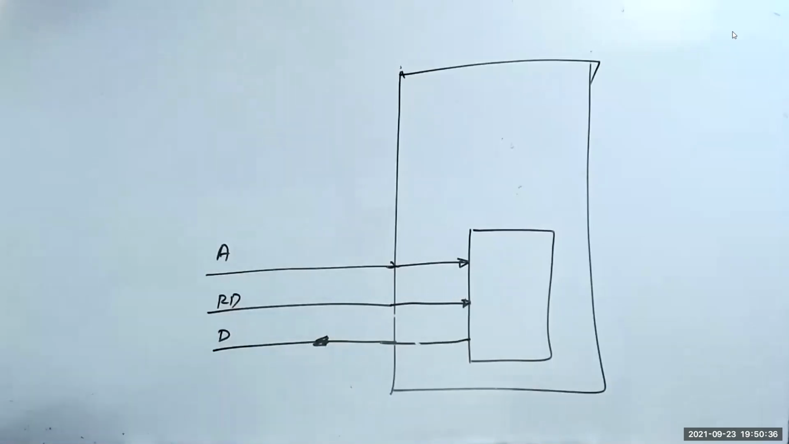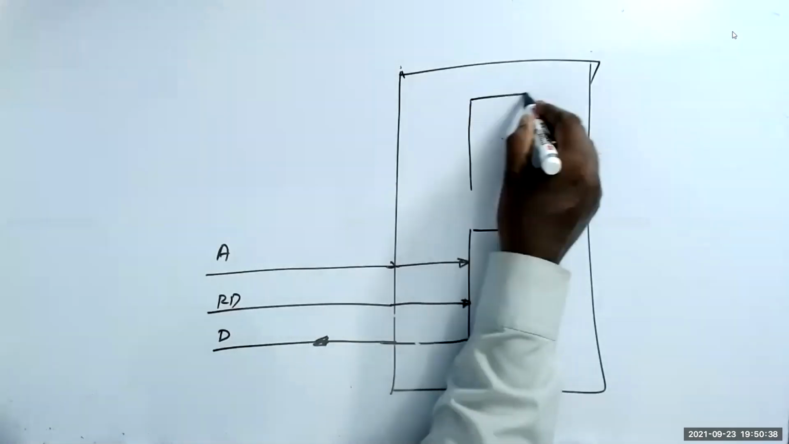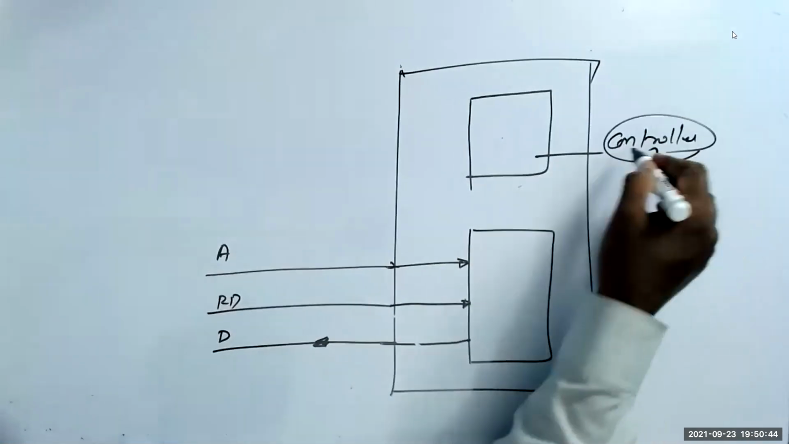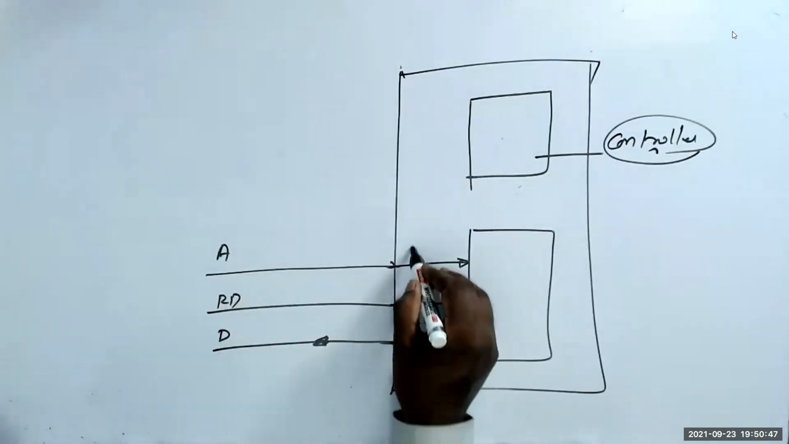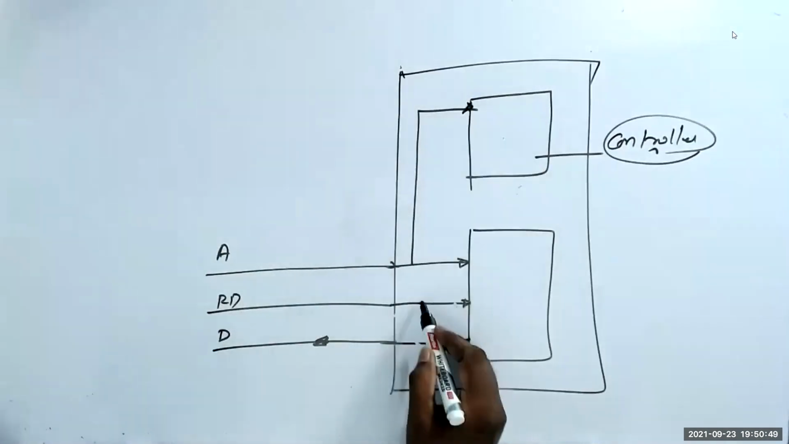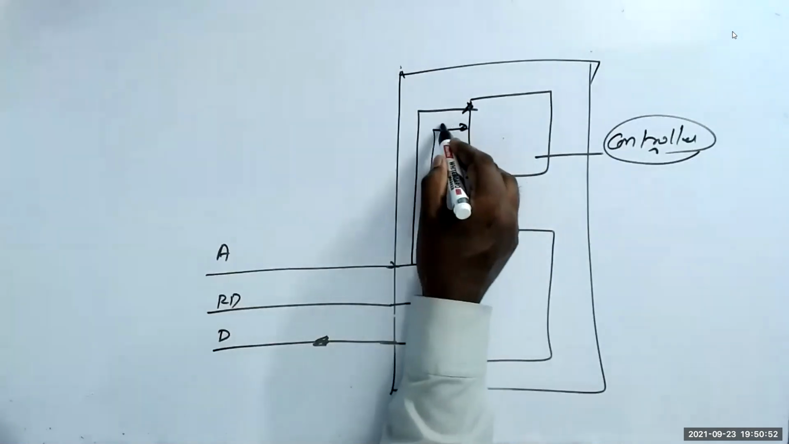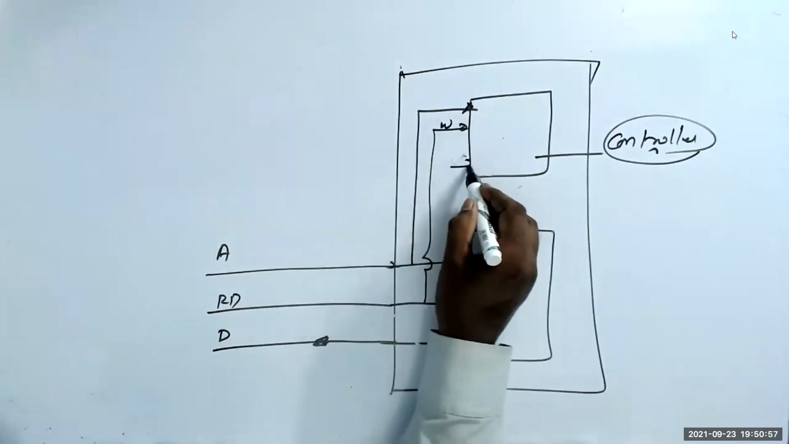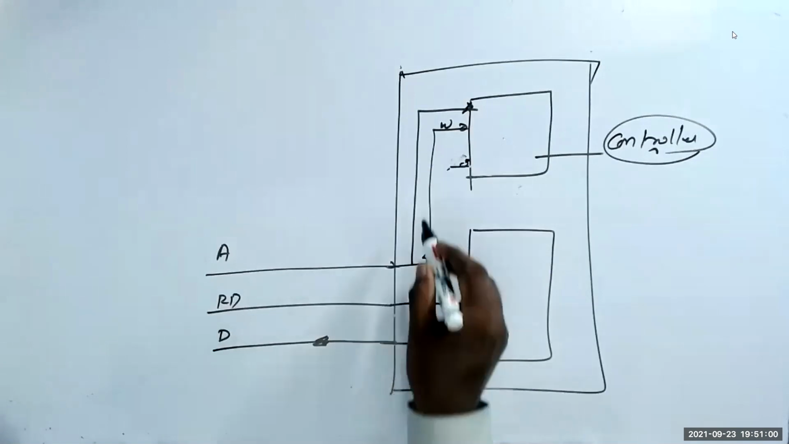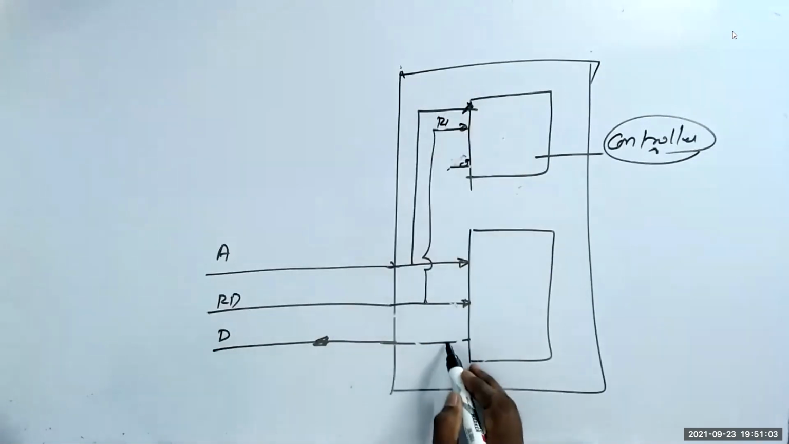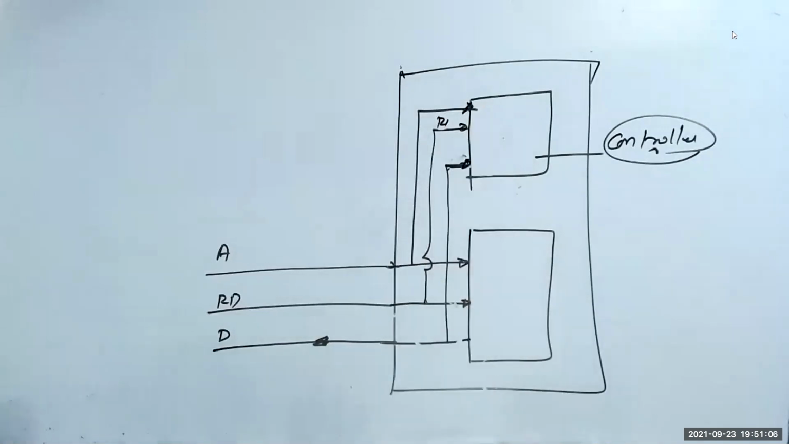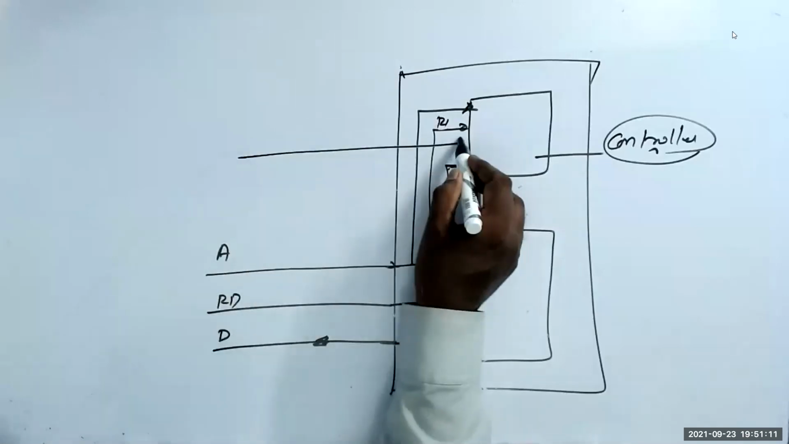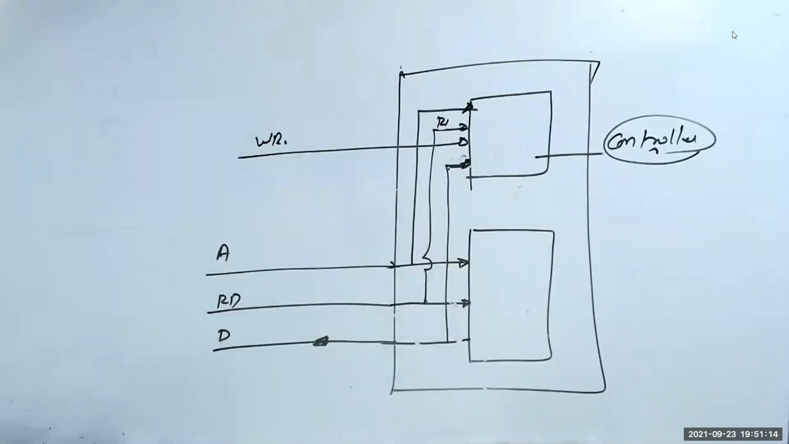But apart from that, all the flash have something called a controller. This controller takes the address, takes the write, and also accepts data. Both are sharing the address and data, but the controller accepts only write. You understand?